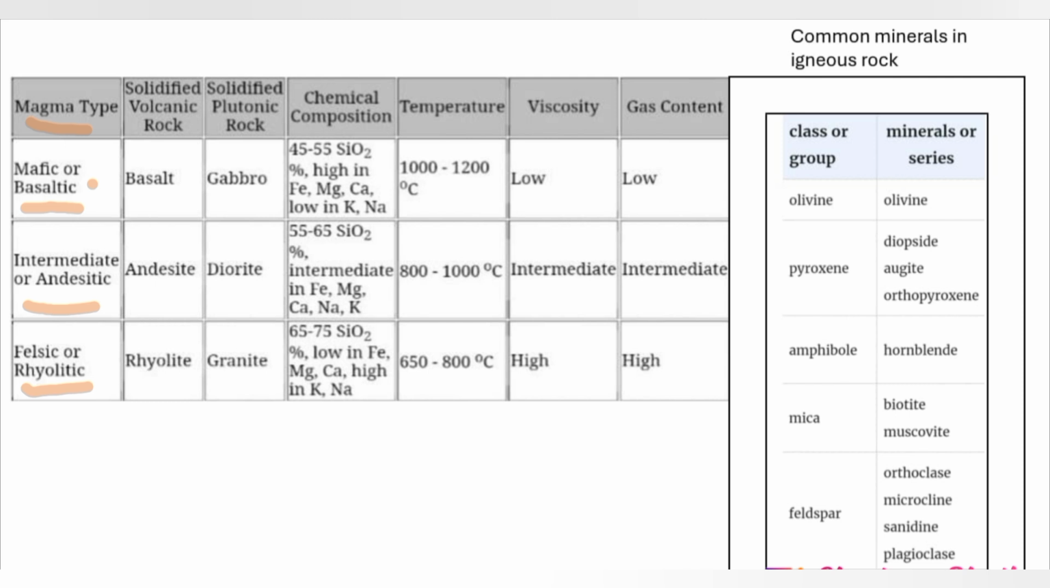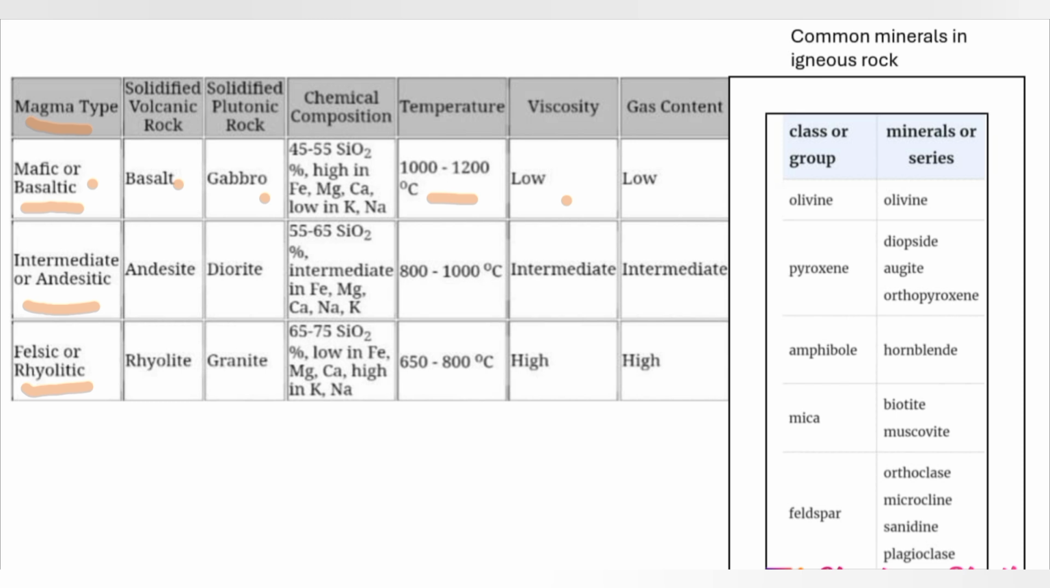low in silica content. There are two rocks, volcanic and plutonic, formed from this magma. The volcanic rock is basalt, which is formed in low temperature and pressure conditions, and the second one, the plutonic one, is the type of rock formed in high pressure and temperature conditions, that is gabbro. Both have the same composition. The chemical composition is given, the temperature is really high, 1000 to 1200 degrees Celsius, and the viscosity is given as low, and the gas content is also low.